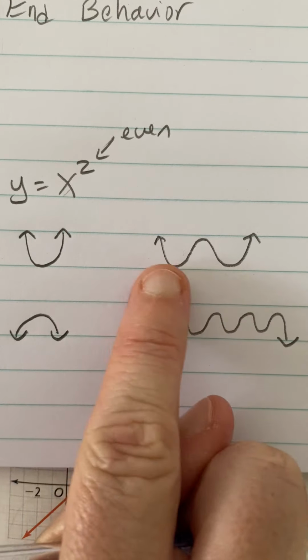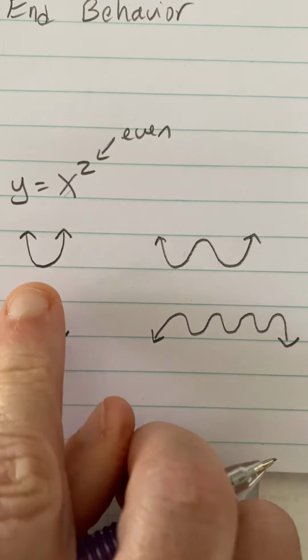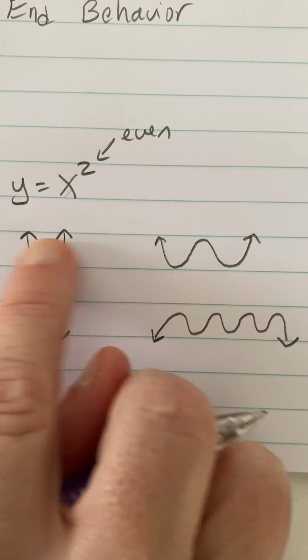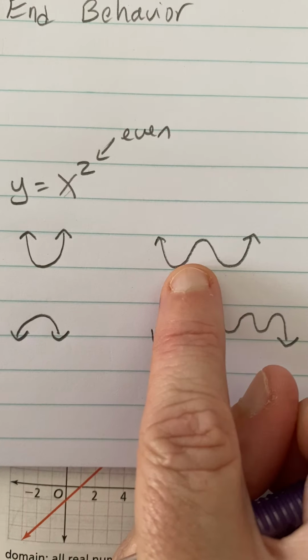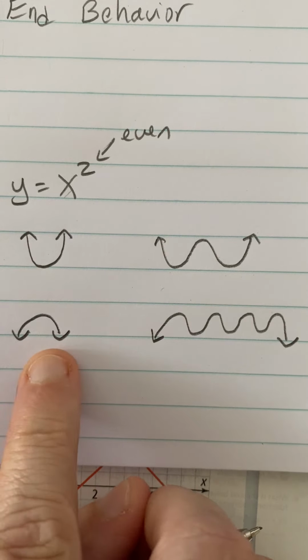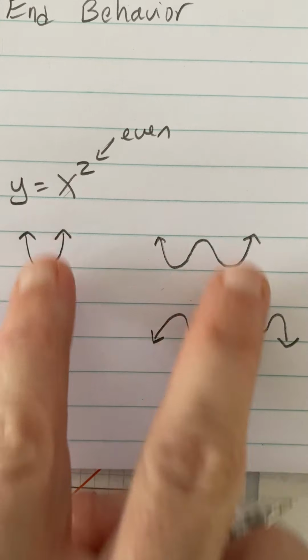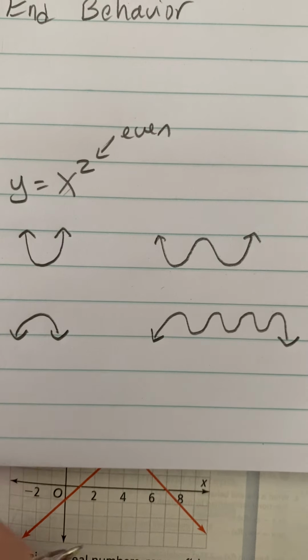Now, to figure out if it's going up or down, if the A is positive, just like what we did before, if the A was positive, it was a smiley face, the ends were going up. Same thing here. If this was a 4 and the A was positive, it would be going up. And if the A was negative, they'd both be going down. Okay, so even number tells you same direction, and if the A is positive, they're going up. If the A is negative, they're going down.